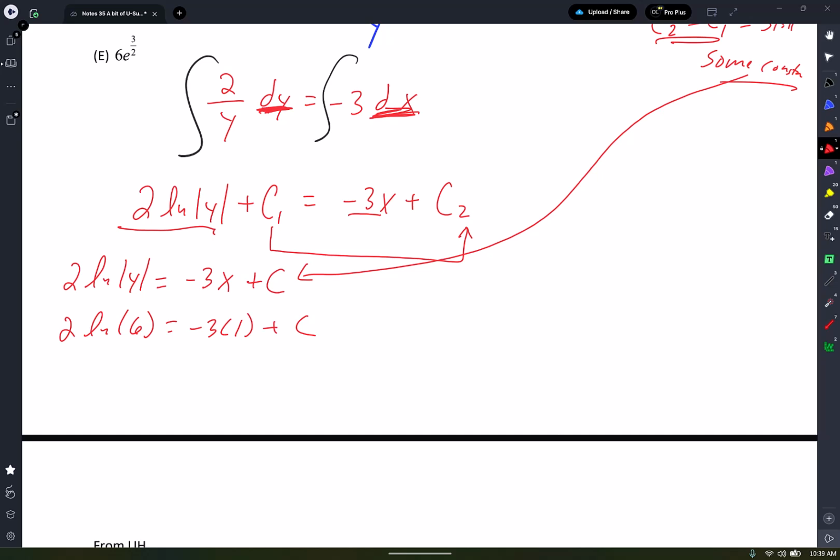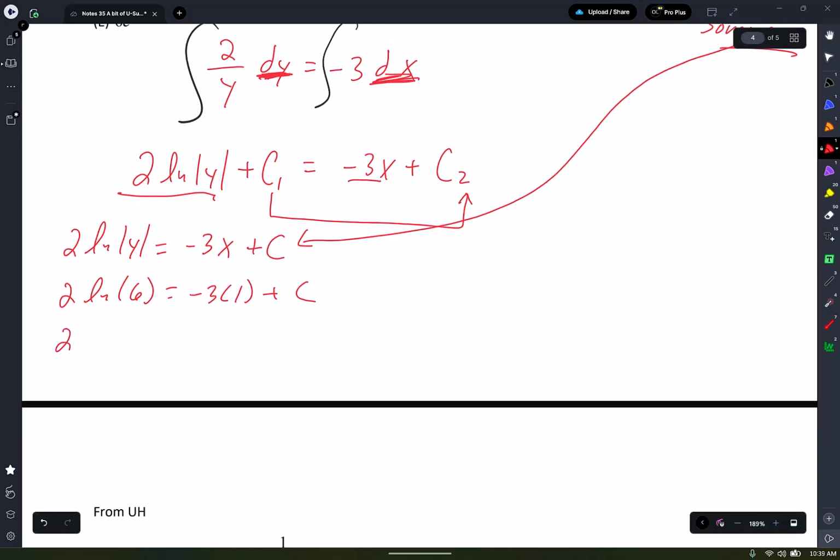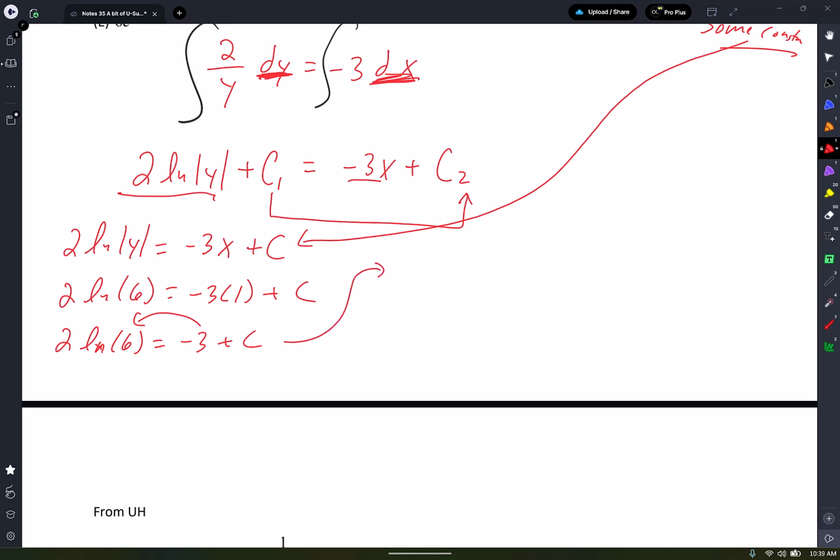Yeah, it just turns to algebra. Now we're not doing calculus anymore. We're just doing algebra. 2 ln of 6 equals negative 3 plus c. I'm going to move the negative 3 to the left, sorry. So I'm going to write it right here. C equals 2 ln of 6 plus 3. Are we still okay? Okay, I'm going to plug that c right there.